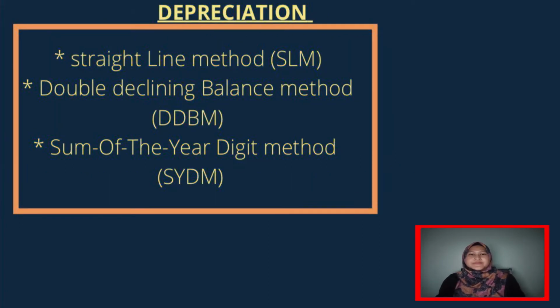Next, we have three methods of depreciation. First, straight line method. Second, double declining balance method. Third, sum of the year digit method. I will only explain two methods, which are straight line method and double declining balance method. Before we start, we will see the example question first.